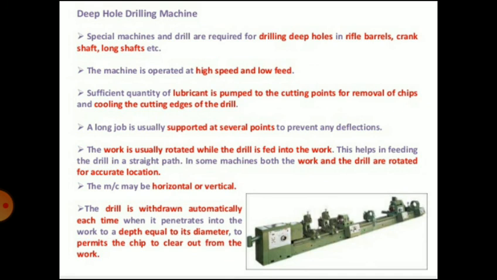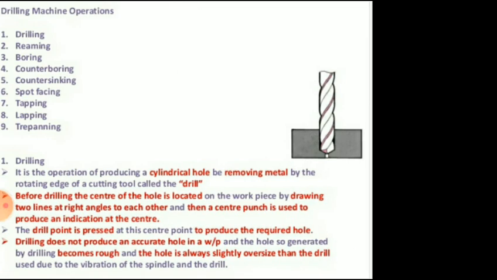The work is usually rotated while the drill is fed into the work. This helps in feeding the drill in a straight path. In some machines, both the work and the drill are rotated for accurate location. So the machine may be horizontal or vertical.